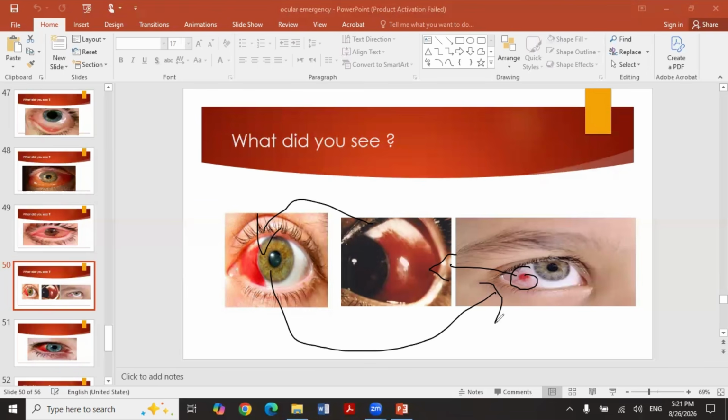You can give him lubricant eye drops just for psychological support. The lubricant will do nothing, but the patient says, I need treatment. Okay, take these lubricant eye drops. Actually, it doesn't need any treatment. It will resolve within 2-3 weeks.